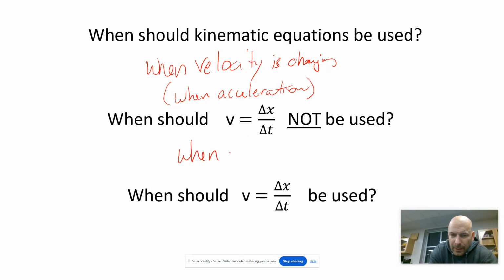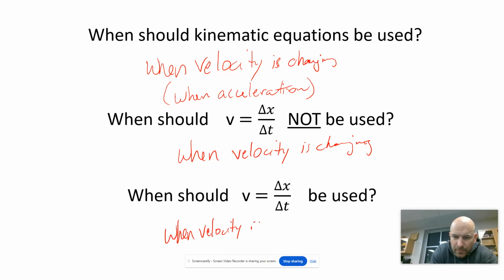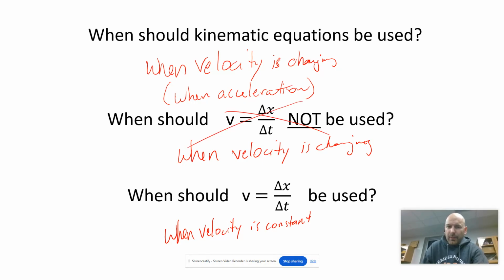You should not use the equation velocity is equal to displacement over time when velocity is changing. And when can you use this equation? When velocity is constant. Because then the average is your actual and you're good to go. So if velocity is changing, stay away from that equation.